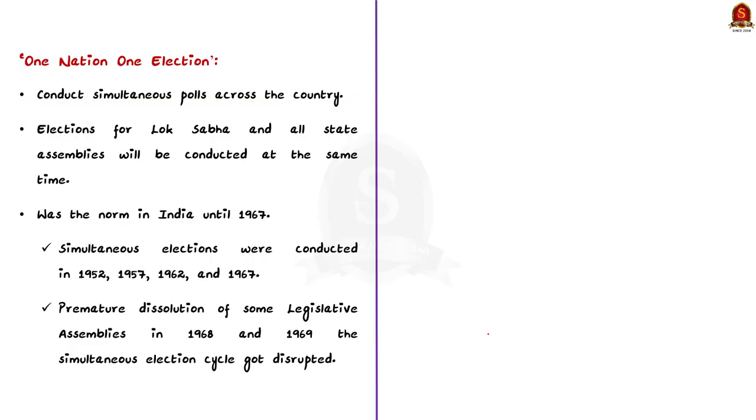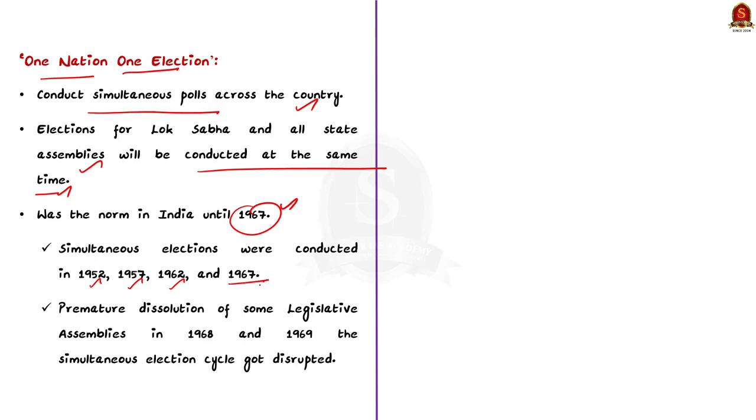Now let's start. First, let us try to understand what is One Nation, One Election. As we all know, currently in India, the general elections to elect the members of parliament and the state assembly are held separately. But the concept of One Nation, One Election envisions to conduct simultaneous polls across the country. This means that election to the Lok Sabha and all state assemblies will be conducted at the same time. This concept is not something new to Indian democracy, because One Nation, One Election was the norm in India till 1967. Simultaneous elections were conducted for Lok Sabha and the state assemblies in 1952, 1957, 1962 and 1967.